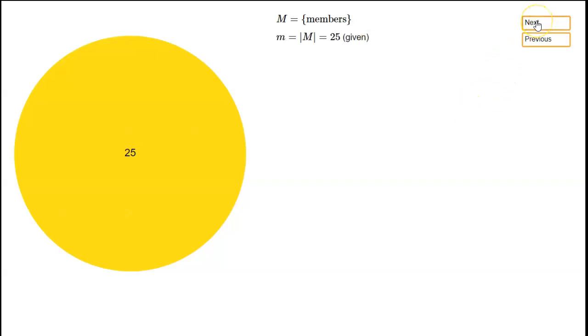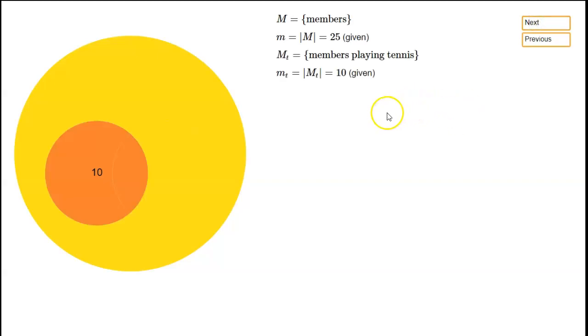And in the sports club you can either play tennis or you can play squash, or if you like you can play both. And in fact there's some members who don't play either, they just go there to drink at the bar. Okay, so we're given again that there are 10 people who play tennis. So we're going to write capital M subscript T for the set of members playing tennis, and then little m subscript t is the size of that set, which is 10. So that's again information that we've been given.